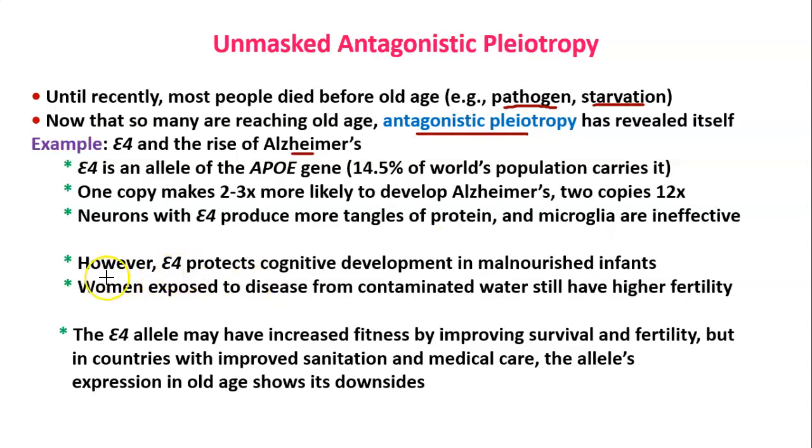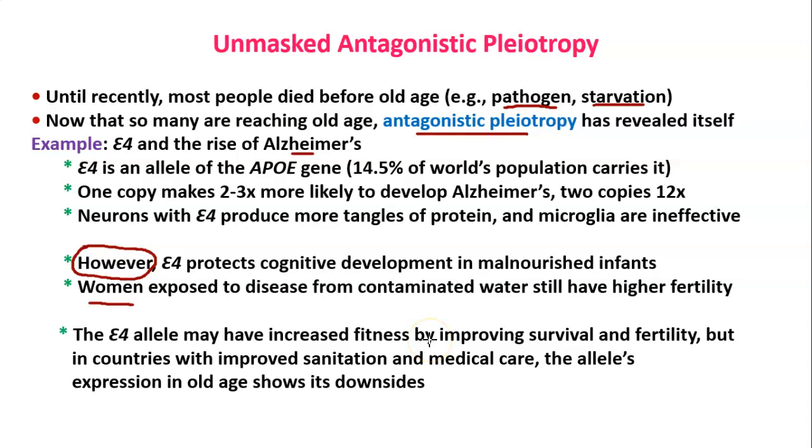So we see, though, however, that epsilon 4 protects cognitive development in malnourished infants. So there's a selective benefit. There's an advantage to that epsilon 4 allele early in age. It protects us when we're young. And in fact, women who are exposed to disease from, say, contaminated water, still have high fertility. Epsilon 4 seems to protect them as well, as we've seen from studies of people in Ghana, West Africa. So, the epsilon 4 allele may have increased fitness in our ancestors by improving survival and fertility.